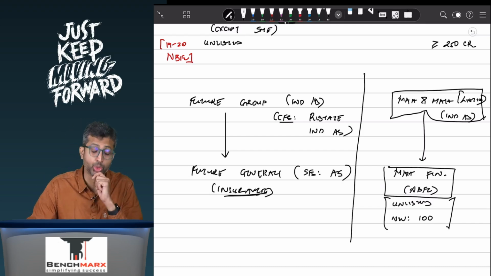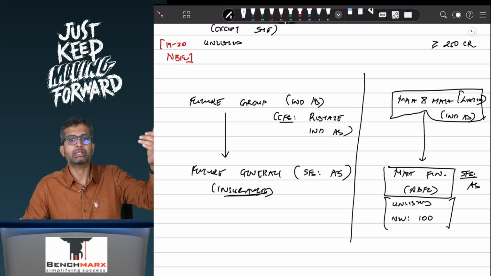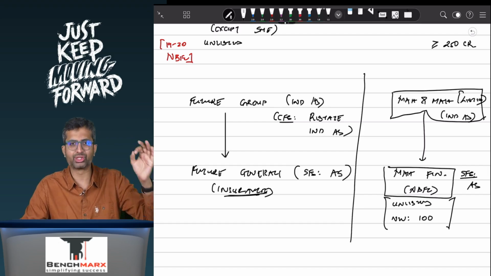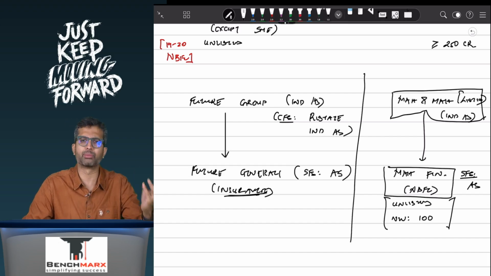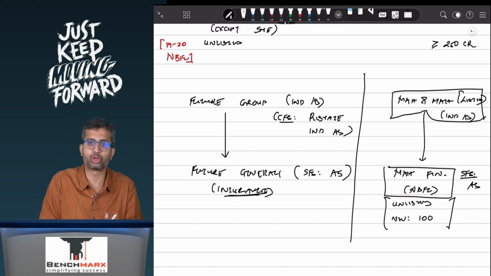Net worth is 100 crores. Will Mahindra Finance have to prepare its SFS as per Ind AS, or will it prepare using AS? That is right, it will prepare using AS, because the roadmap that we said was applicable to companies which are not banks, NBFCs, insurance companies or mutual funds. If you are an NBFC, a separate roadmap applies.